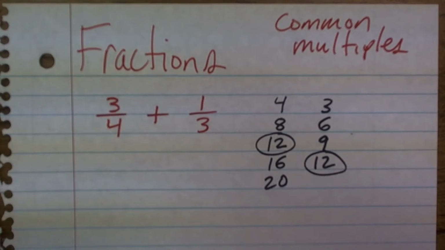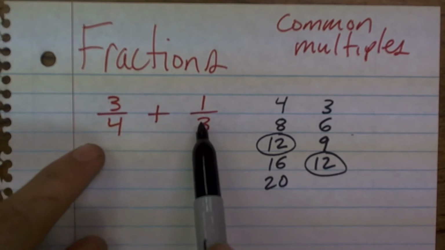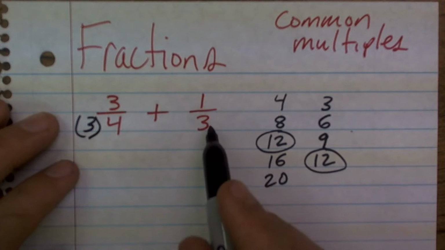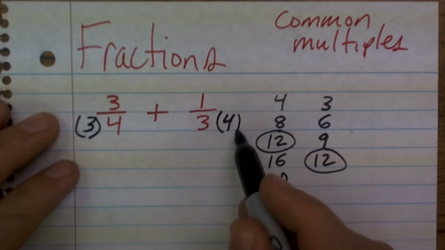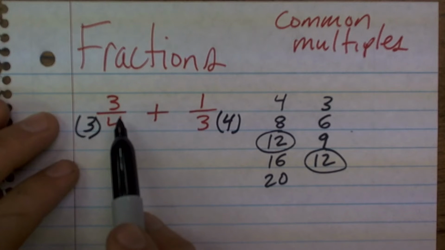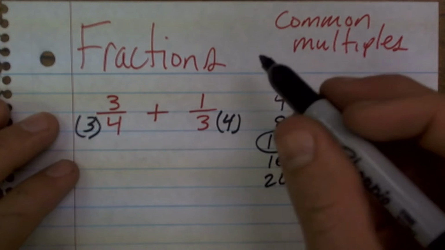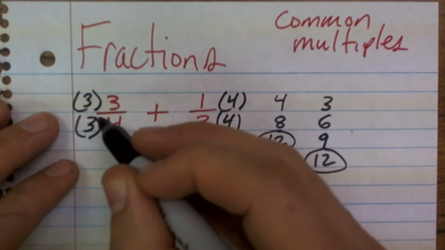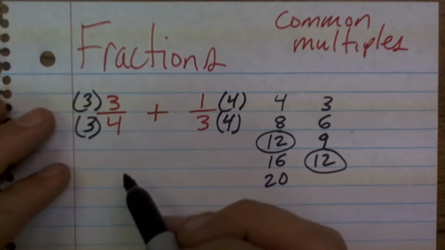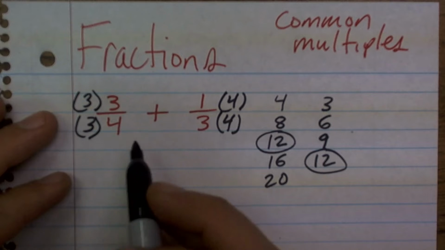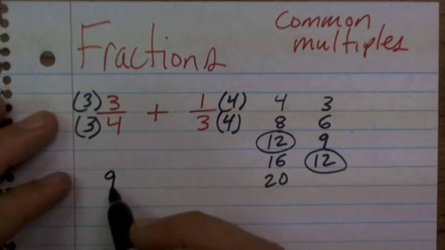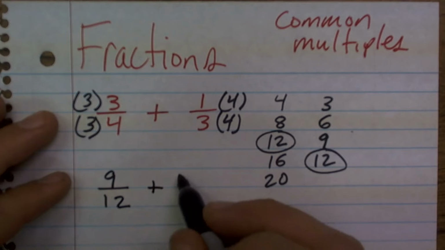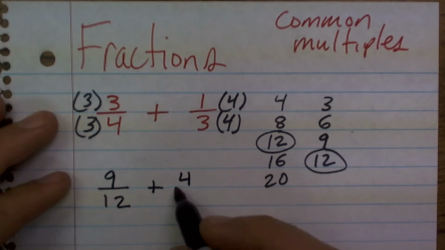So I need to get them both to 12. What do I need to multiply 4 by to get to 12? The answer is 3. And what do I need to multiply 3 by to get to 12? That answer is 4. Since we're dealing with fractions, we want to keep these equivalent, so I need to multiply the numerator and the denominator by 3 and 4. Multiplying across, 3 times 3 gives me 9, and 3 times 4 is 12. 1 times 4 gives me 4, and 3 times 4 gives me 12.